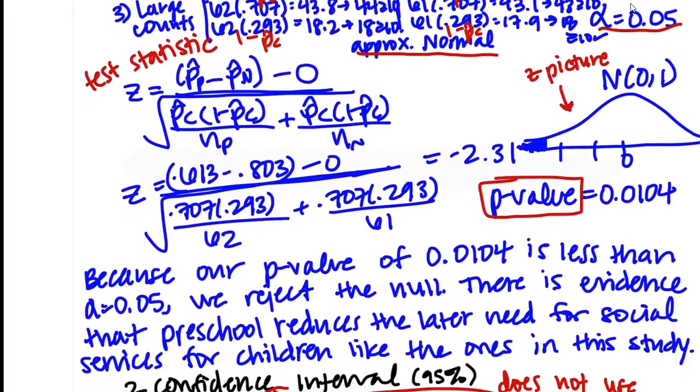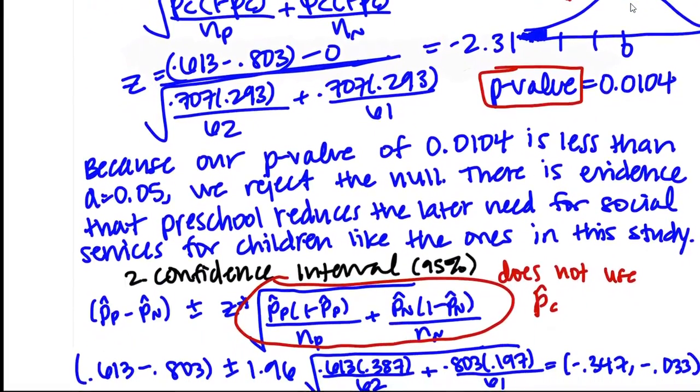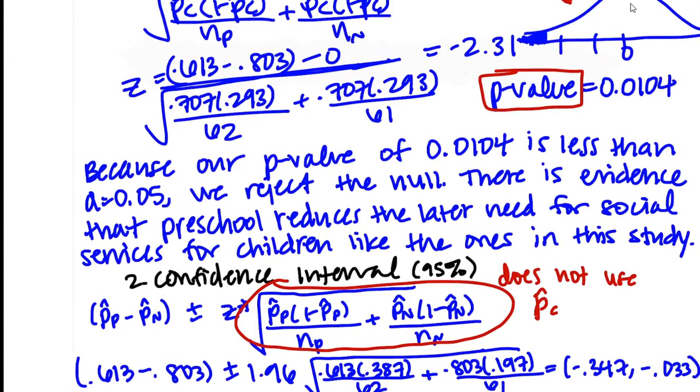So I didn't interpret it, I didn't have room, but we would just say we are 95% confident the interval from negative 0.347 to negative 0.033 captures the true difference in preschool and non-preschool people who later need social services.